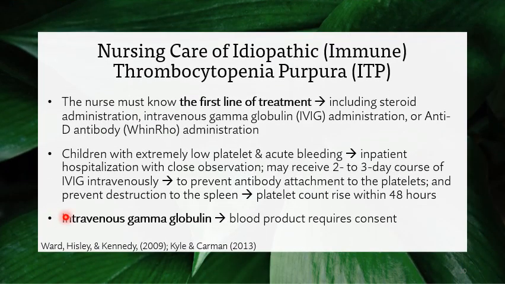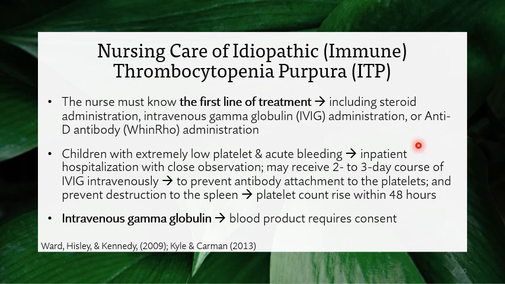So as a nurse, what we can do, the nurse needs to know that the first line of treatment for ITP patients includes steroid administration. The steroid here is used to suppress the inflammatory reactions of the disease. We can also give intravenous gamma globulin or IVIG administration, and we can also give anti-D antibody administration or WinRho. And children with extremely low platelets and acute bleeding need to be hospitalized, because we need to do close observation of the bleeding.